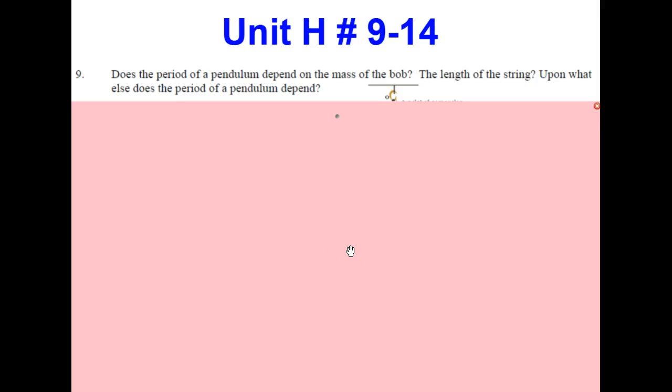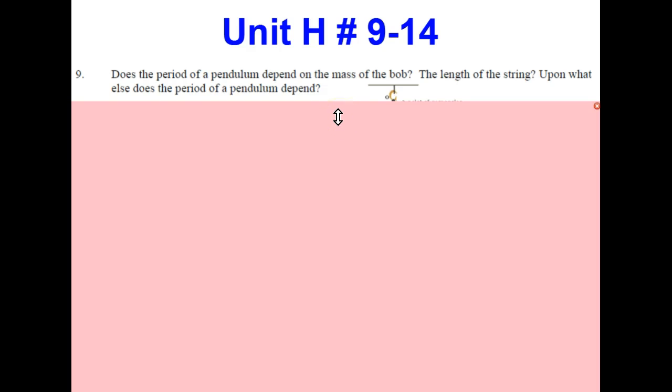Welcome to the solutions to the college physics springs and simple harmonic motion problem set, problems number 9 through 13. Let's jump right in. Number 9, we have a bunch of conceptual questions here.